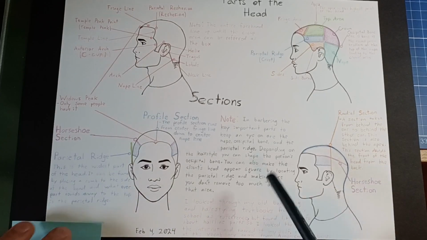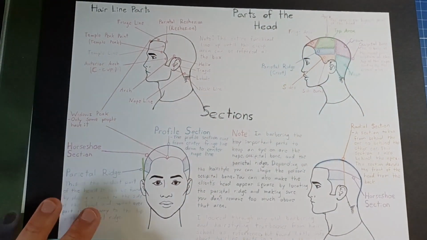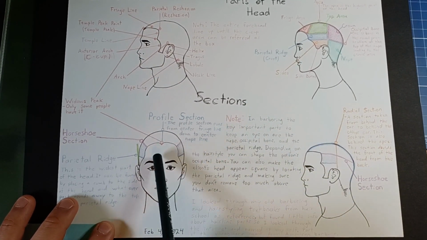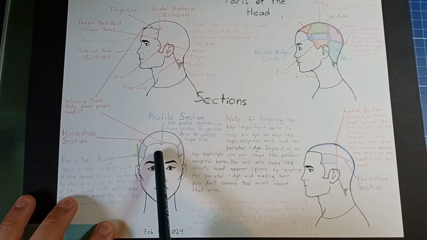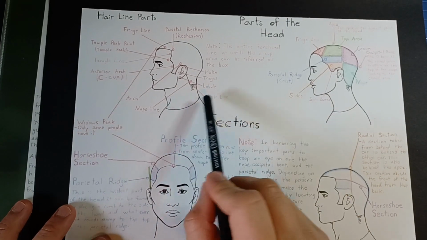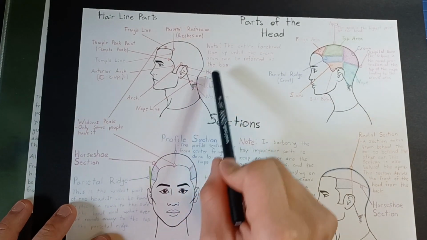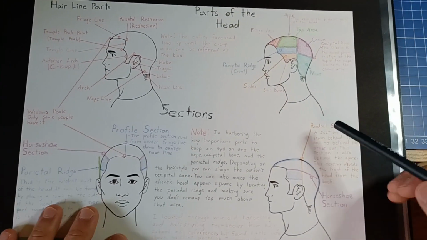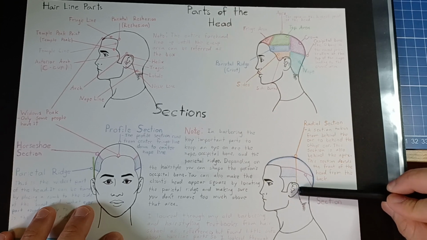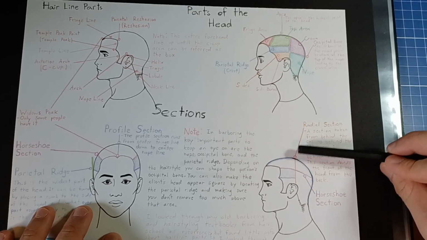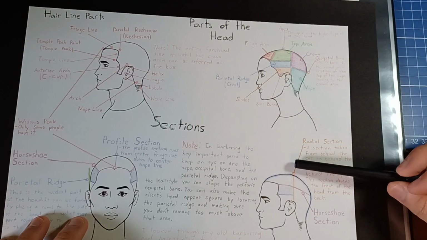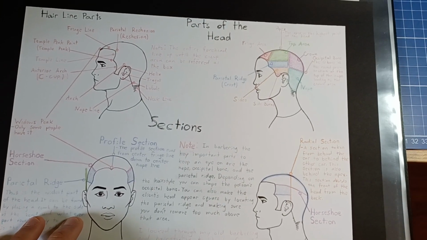Next, I'm going to talk about the profile section and the radial section. The profile section starts at the center fringe line, moves up and down the crown, and ends at the center neckline, center nape. The radial section is just behind the ear, straight vertically up and around the crown, underneath the apex, and back down to the other ear.